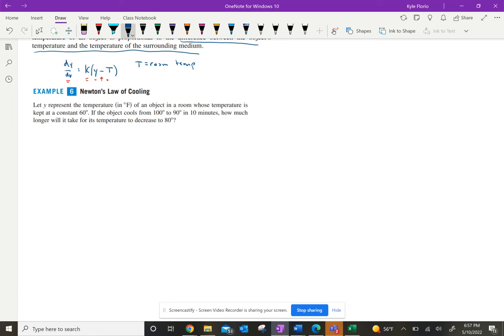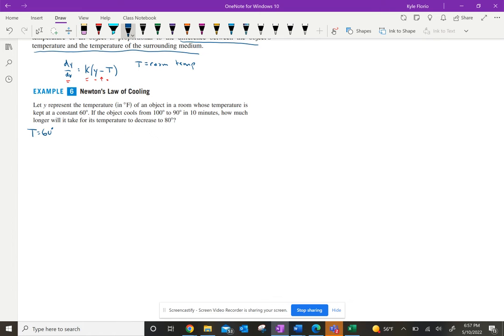All right, so in this example, we're going to let y be the temperature in degrees Fahrenheit of an object in a room whose temperature is kept at a constant 60 degrees. So that's room temperature, 60 degrees. If the object goes from 100 to 90 in 10 minutes, how much longer will it take for it to decrease to 80 degrees? So what we need is a model for the situation. We have a differential equation. If I can get an equation of y, then we got a shot at solving this.